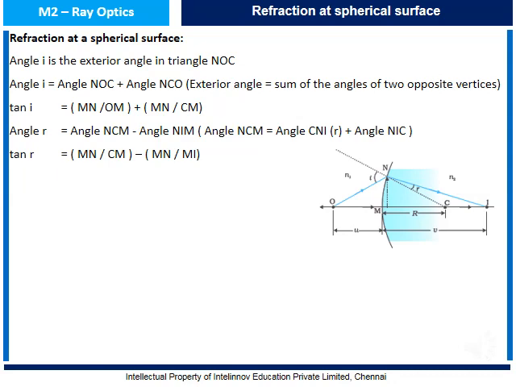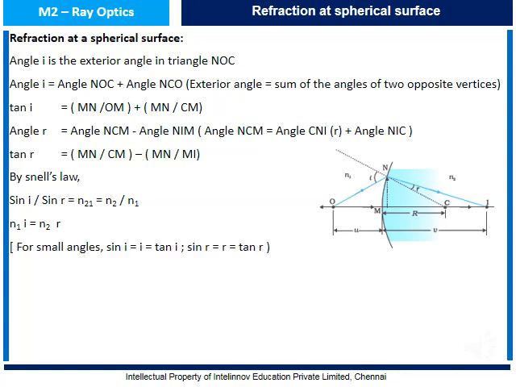By Snell's law, sin I by sin R equals n2 by n1, or we can write it as n1 i equals n2 r. How did we get i and r? Because we are substituting i in place of sin I for small angles, and r in place of sin R. Also, i can be substituted by tan I and r by tan R if the angle is small. Thus n1 i equals n2 r becomes n1 into (MN by OM plus MN by CM) equals n2 into (MN by CM minus MN by MI).